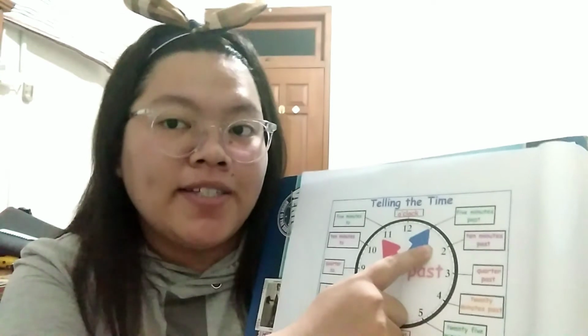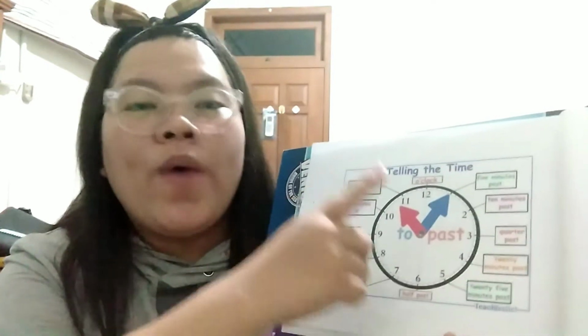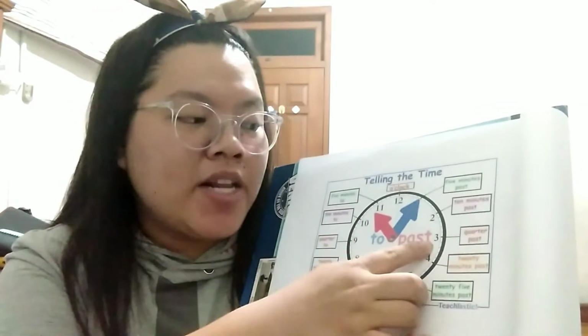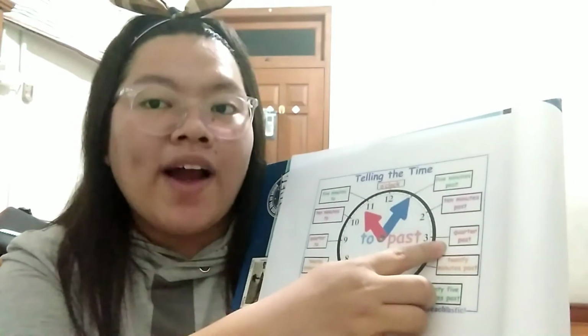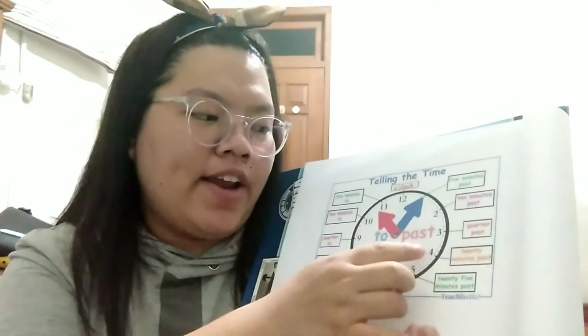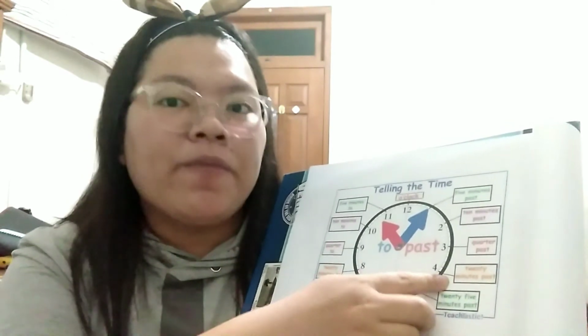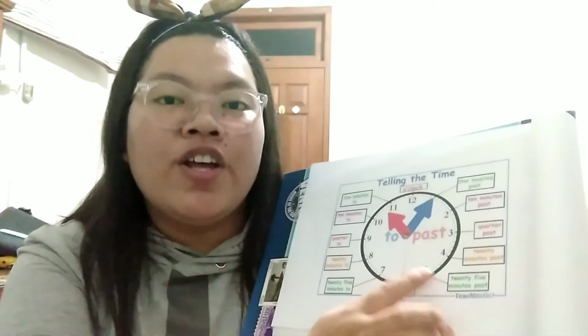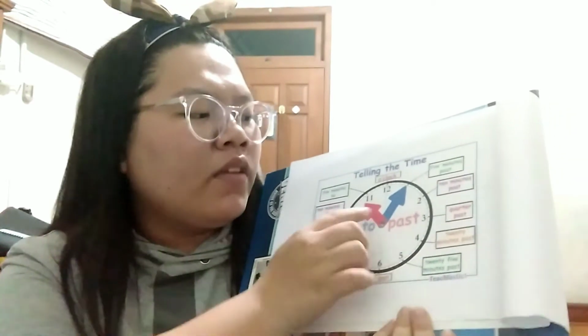When the long hand is on the number 1, it means 5 minutes. When the long hand is on number 2, it means 10 minutes. When the long hand is on number 3, it means quarter. When the long hand is on number 4, it means 20 minutes. When the long hand is on number 5, it means 25 minutes. When the long hand is on number 6, it means half.